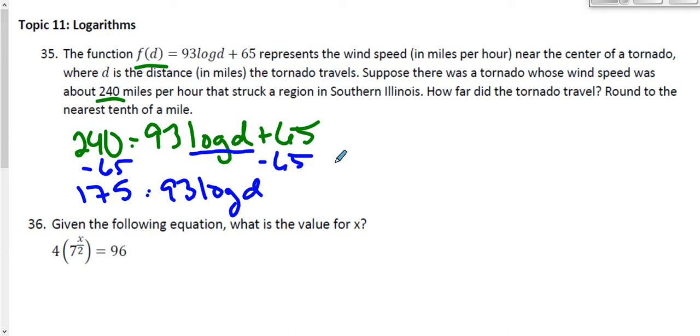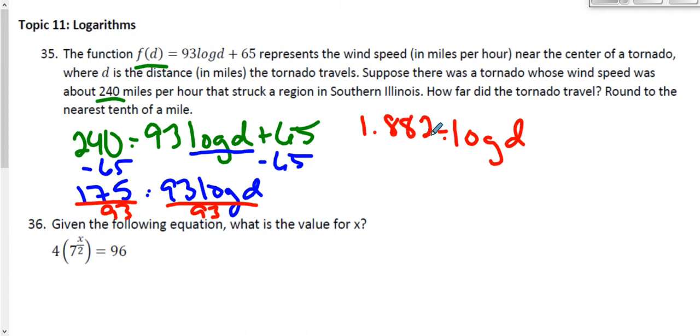And then we're going to go ahead and divide both sides by 93. So the log of d by itself is equal to the number 1.882. And I want to figure out what that d value is by undoing this log. Now, if I have something trapped inside a log and I don't want it there anymore, I have to rewrite it so it's not a log anymore. And we do that with a log rule, if you recall.